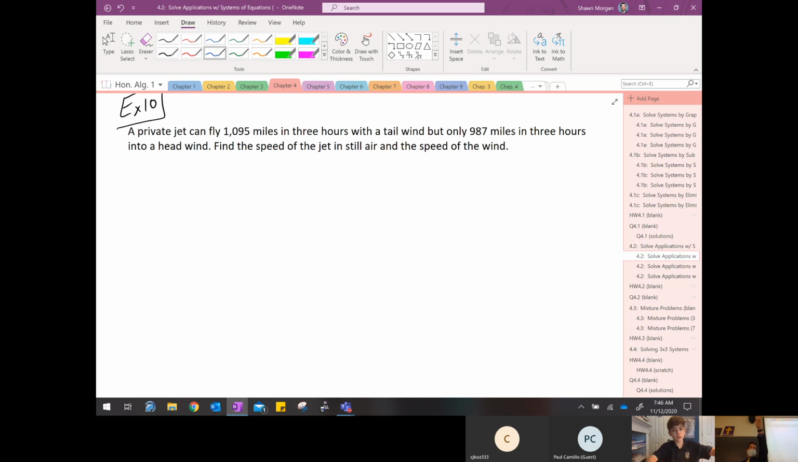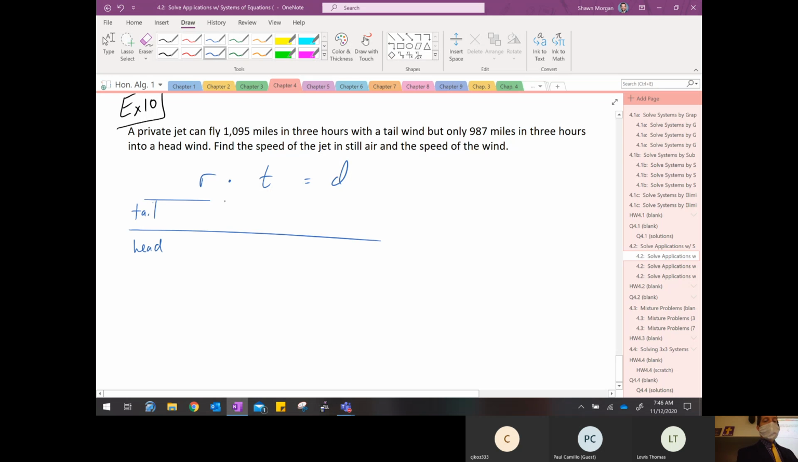where I would be, like if I had a radar gun, clocking that plane going by. That's taking into consideration both the plane and the wind. And so when we look at rate times time equals distance, and we think about it with him starting with the tailwind and then going into the headwind coming back, that rate is going to be the ground speed.